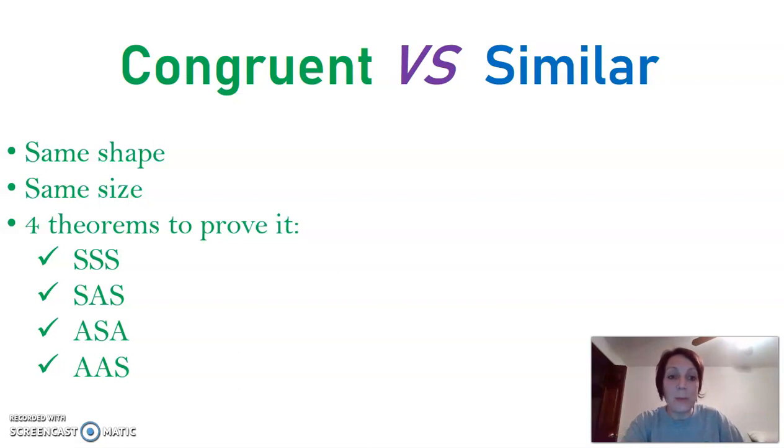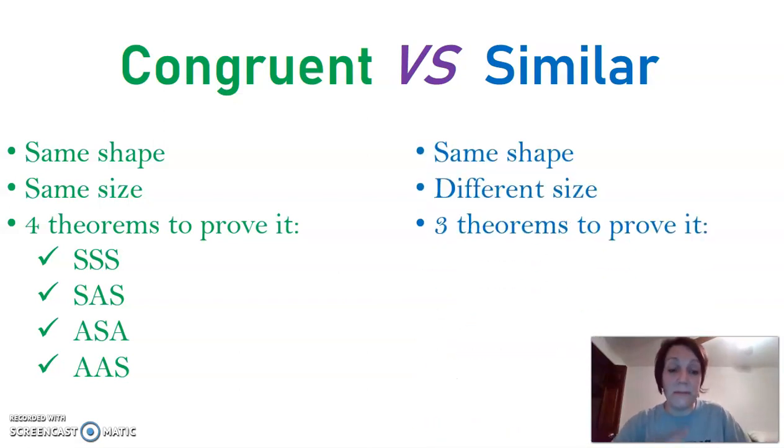We're going the same way with similarity here. These theorems are going to be very, very familiar. In fact, they're just like these. Same shape, different size, so different theorems. We need less to prove similarity. Similarity isn't as fancy as congruency, I guess. So we only have 3 theorems, and we need a little bit less information.